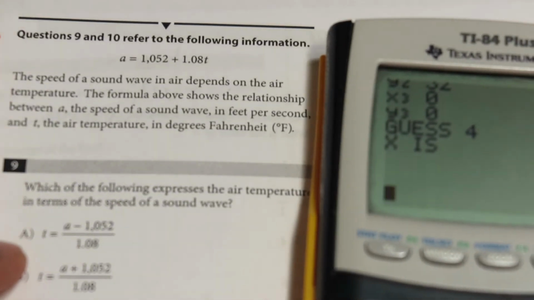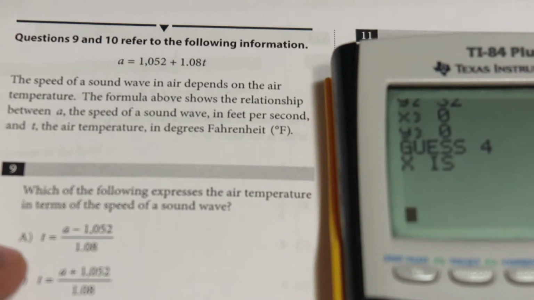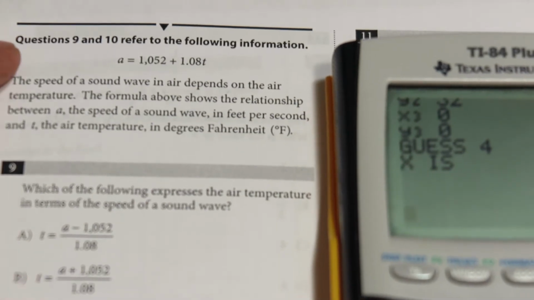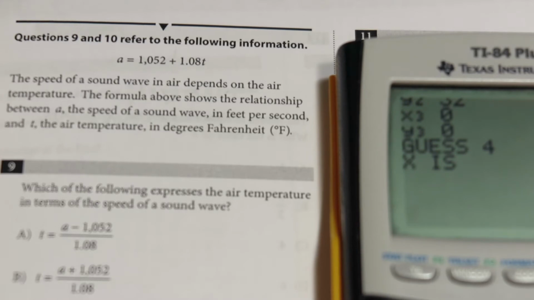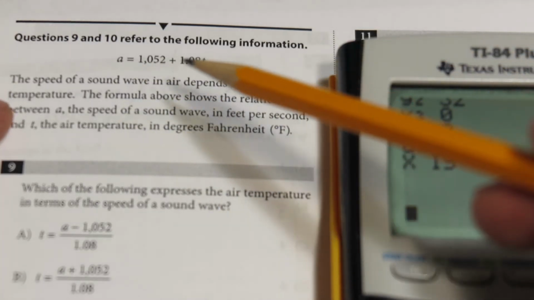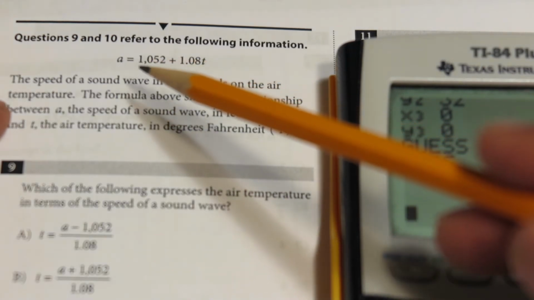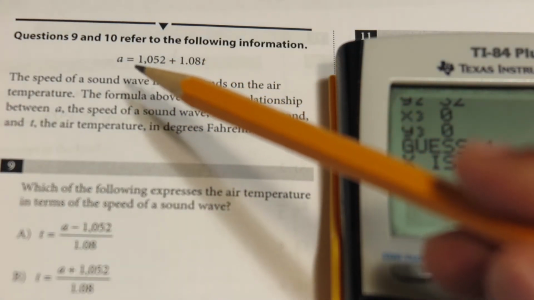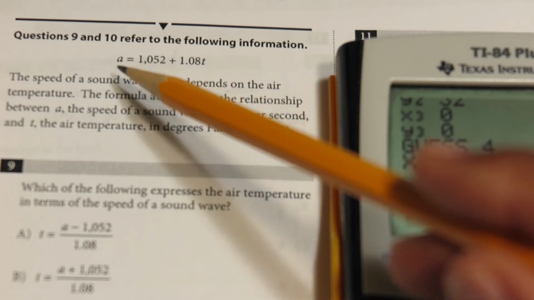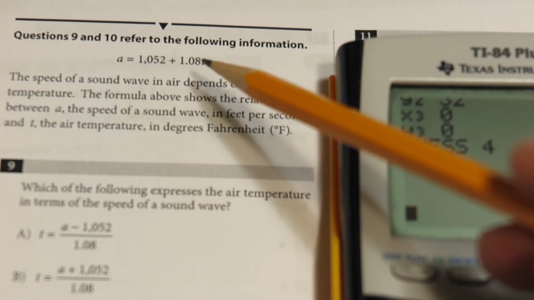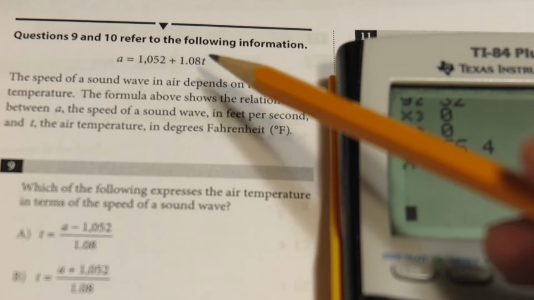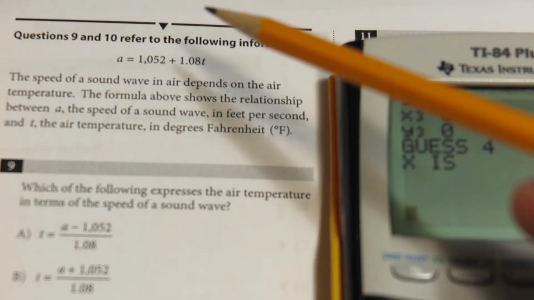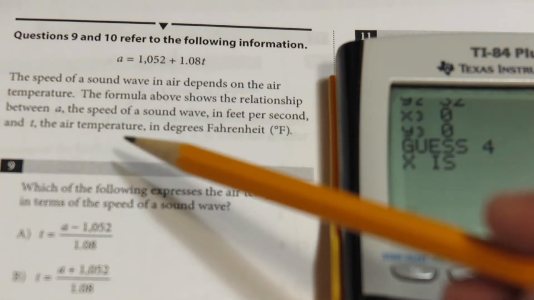Now, this one was taken from practice test number 1, and it's question number 10. It gives us this equation here, and you should know right away that this is a linear equation. A would be the y value, t would be the x value, 1.08 is the slope, and 1052 would be the y-intercept. But let's read this.